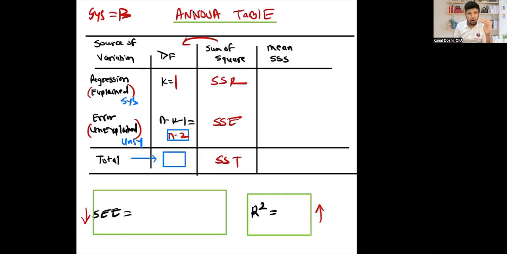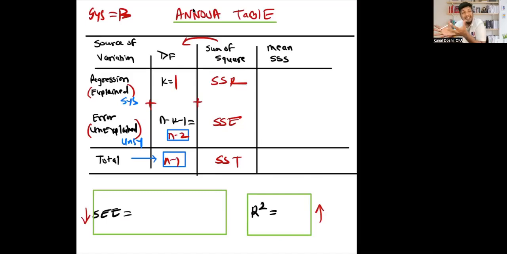Now, if you add both, n minus 2 and 1, what will you get as the total? You will get n minus 1, isn't it? And we know what is the degree of freedom? N minus 1. So this is sum of square total.